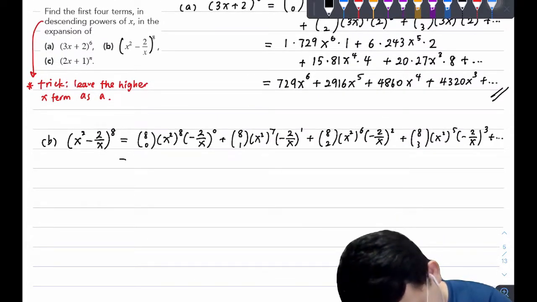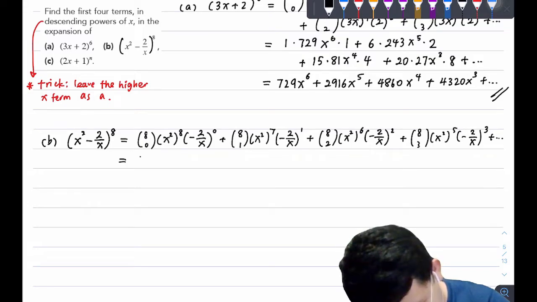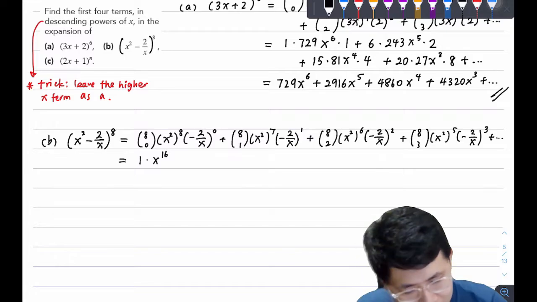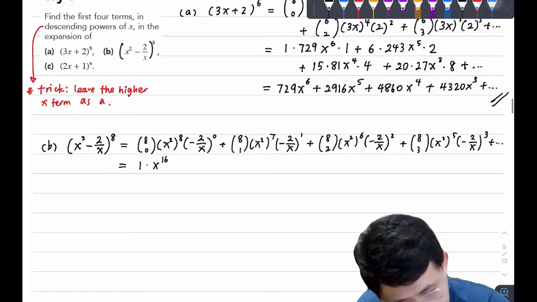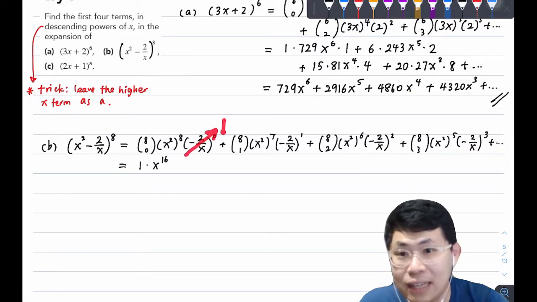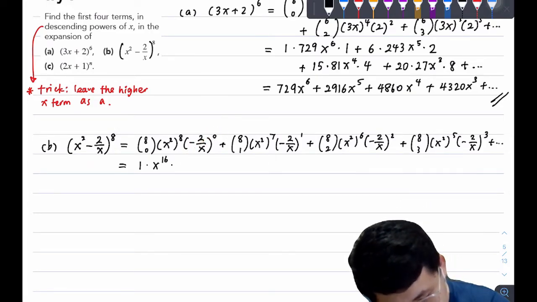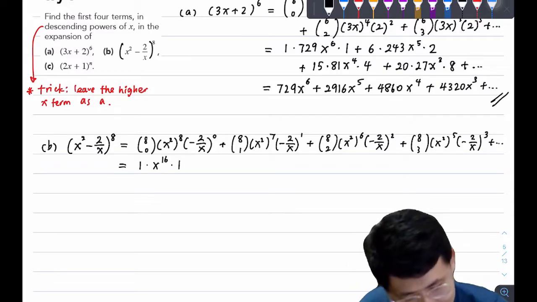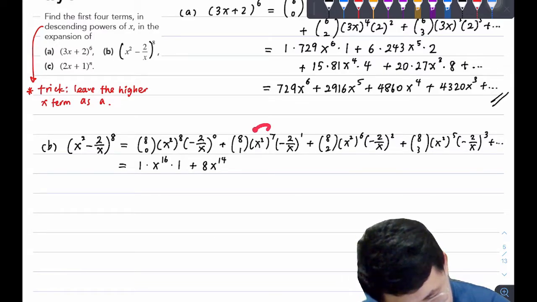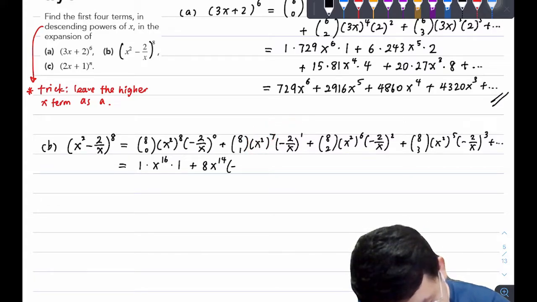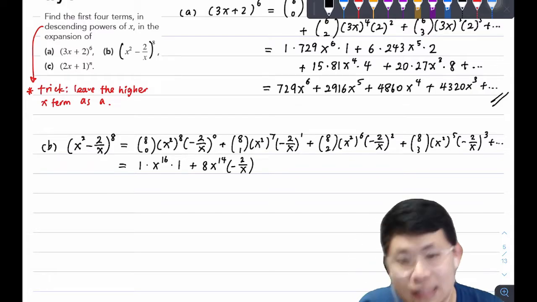Okay, so let's evaluate. We have 8 choose 0, x squared to the power of 8, so it's x 16. So this thing over here is equals to 1, correct? Anything power 0 is 1. So this one will just multiply by 1. Okay, next one. 8 choose 1 is 8. X squared to the power of 7 will be x 14. Then the next one will be this one to the power of 1, so I need to multiply by negative 2 over x, like that.